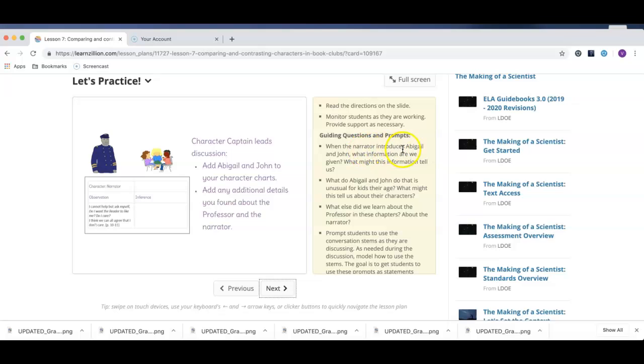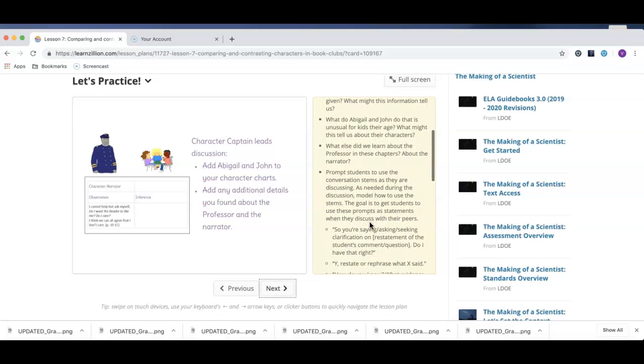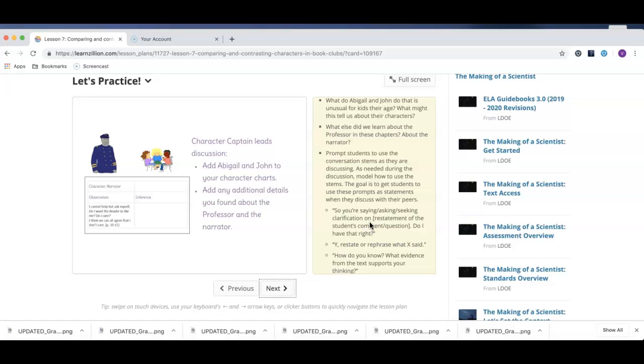When the narrator introduces Abigail and John, what information are we given? What might this information tell us? What do Abigail and John do that is unusual for kids their age? What might this tell us about their characters? What else did we learn about the professor in these chapters? What about the narrator? Make sure you are using the conversation stems.